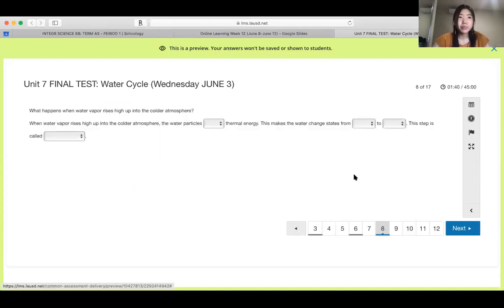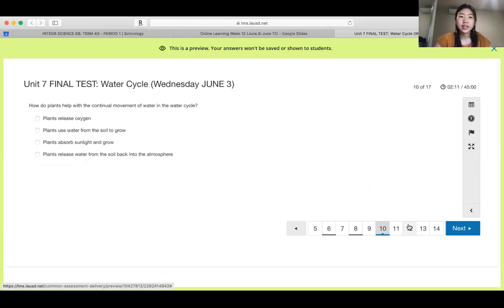Number 8, what happens when water vapor rises high up into the colder atmosphere? Well, when it gets colder, remember particles, they lose thermal energy. They're losing thermal energy to the colder atmosphere. And this makes the water change from water vapor, so it was gas. But when they lose thermal energy, they become liquid again. So gas, the water vapor changes back into liquid, and that is called condensation.